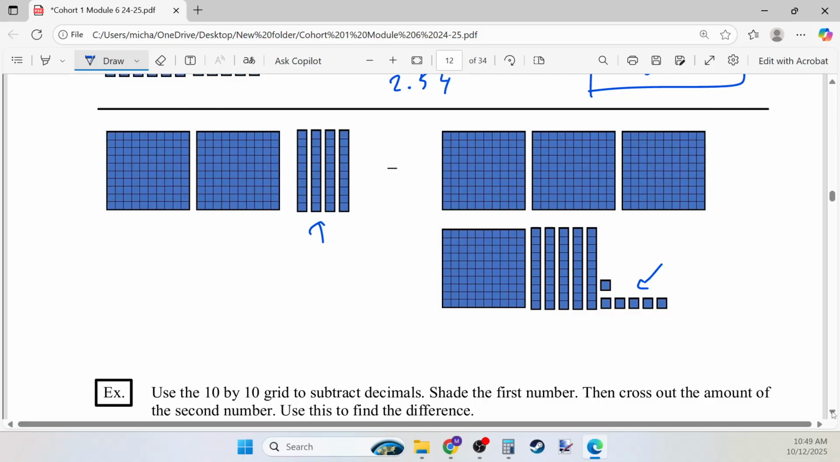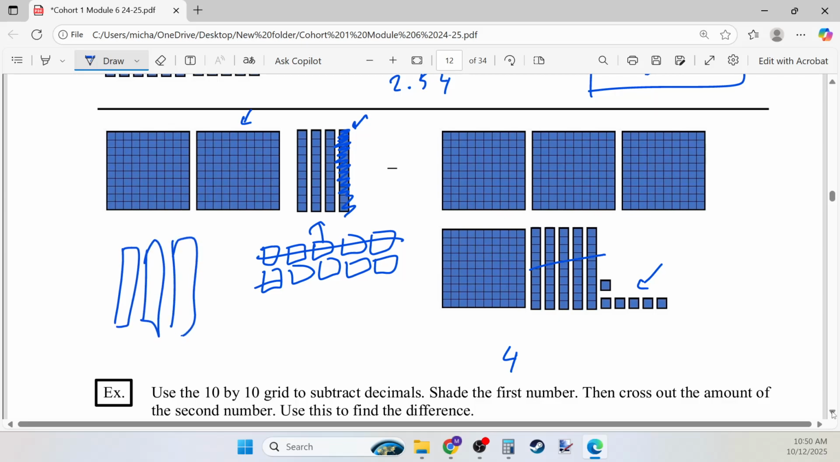I want to cancel 6 hundredths, but I don't have any hundredths in the number I'm taking from. So I'm going to take one of these groups of 10, break it into 10 ones, and then cancel 6 of them. So I have 4 hundredths. Now I want to cancel 5 tenths, but I only have 3 tenths, so I need to take one of these units and break it into 10 rectangles.